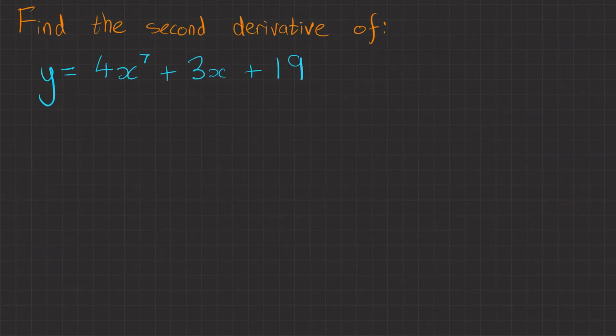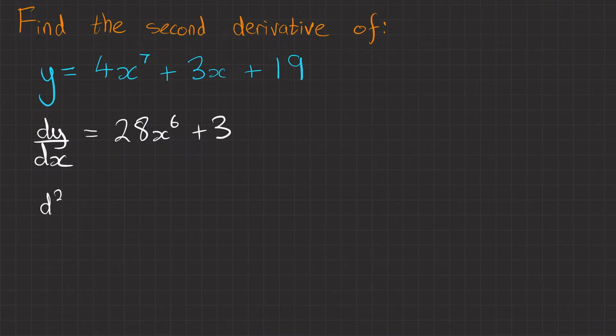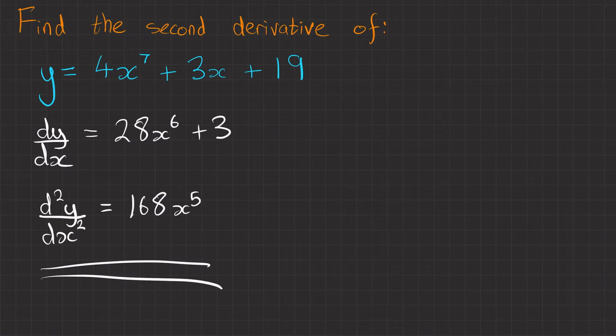So let's do a question now. Let's find the second derivative of y equals 4x to the 7 plus 3x plus 19. Well, firstly, we want to differentiate this question. So we'll be left with 28x to the 6 plus 3. Then we want to differentiate this again. So d squared y over dx squared equals 168x to the 5, which is our final answer. So we found the first derivative, and from that we can find the second derivative.